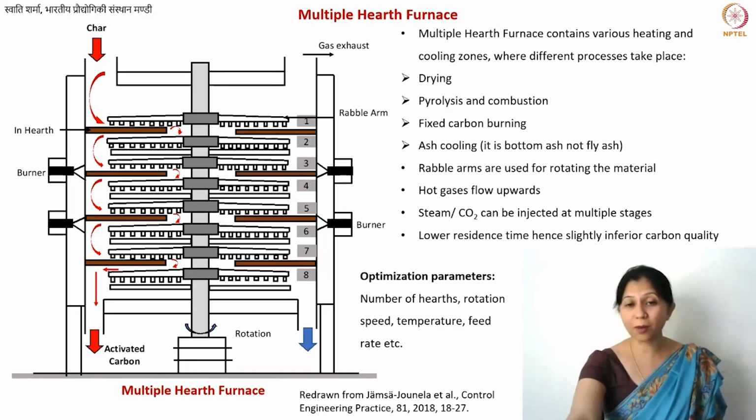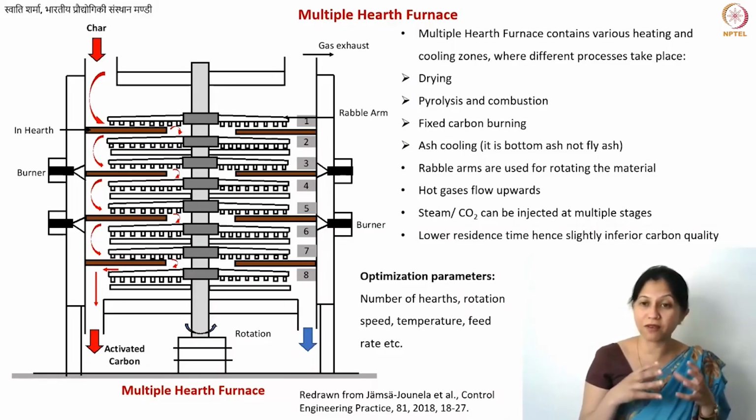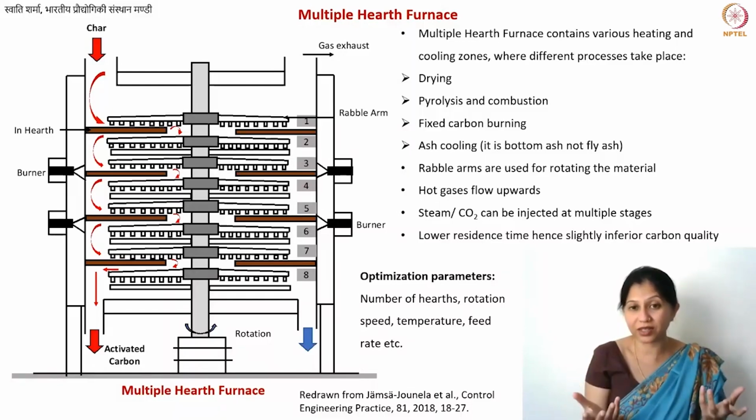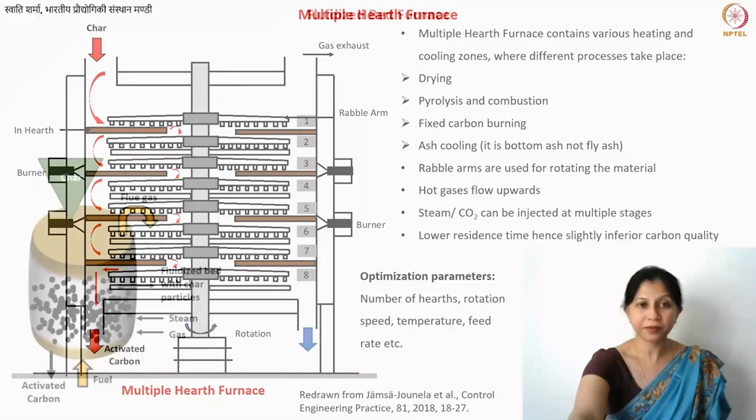Okay, what will be the optimization parameters for this kind of furnace? Number of hearths. So how many stages do you want? That is very important. What type of operations do you perform? If you have too much moisture, or how do you want to gradually increase the temperature also? So the number of hearths is important. Then of course, because as I said, these rabble arms are rotating your material, the speed of that rotation matters, because that would decide your residence time. Of course, the temperature at various stages and the feed rate, feed in, feed out. All of these things are your optimization parameters for these kinds of furnaces.